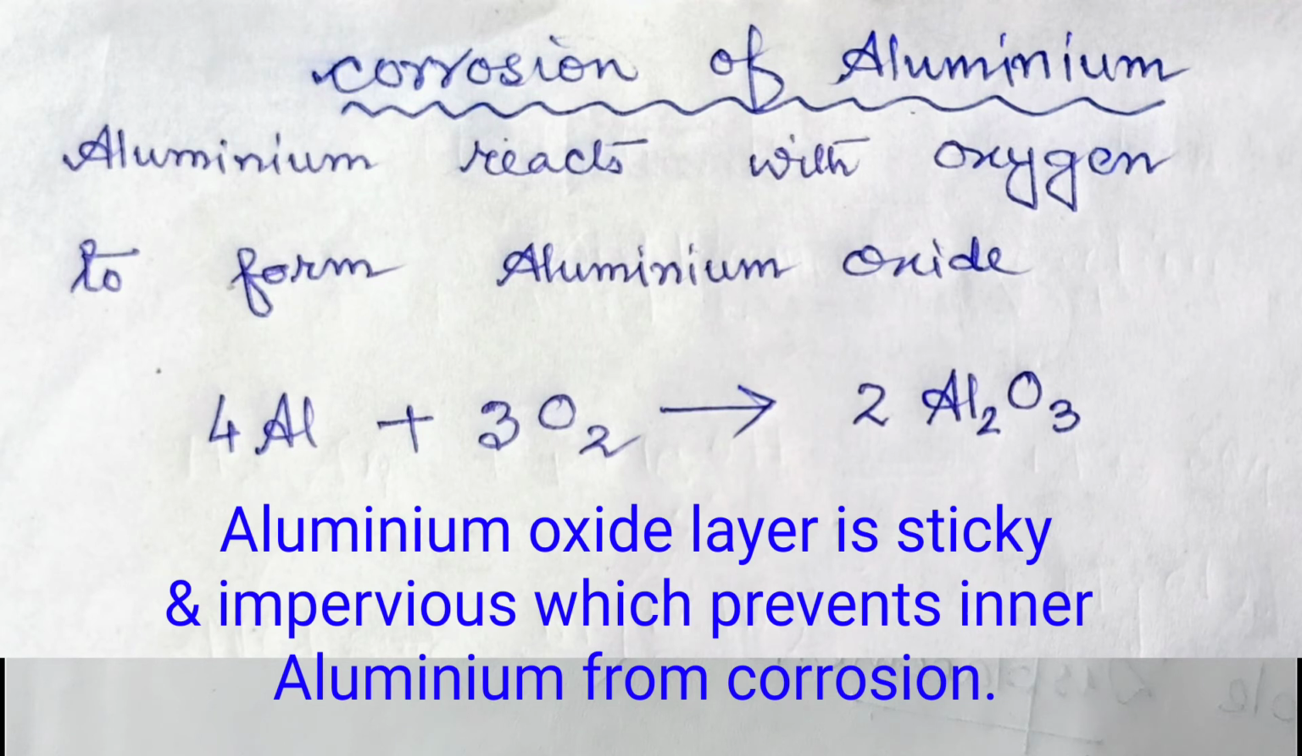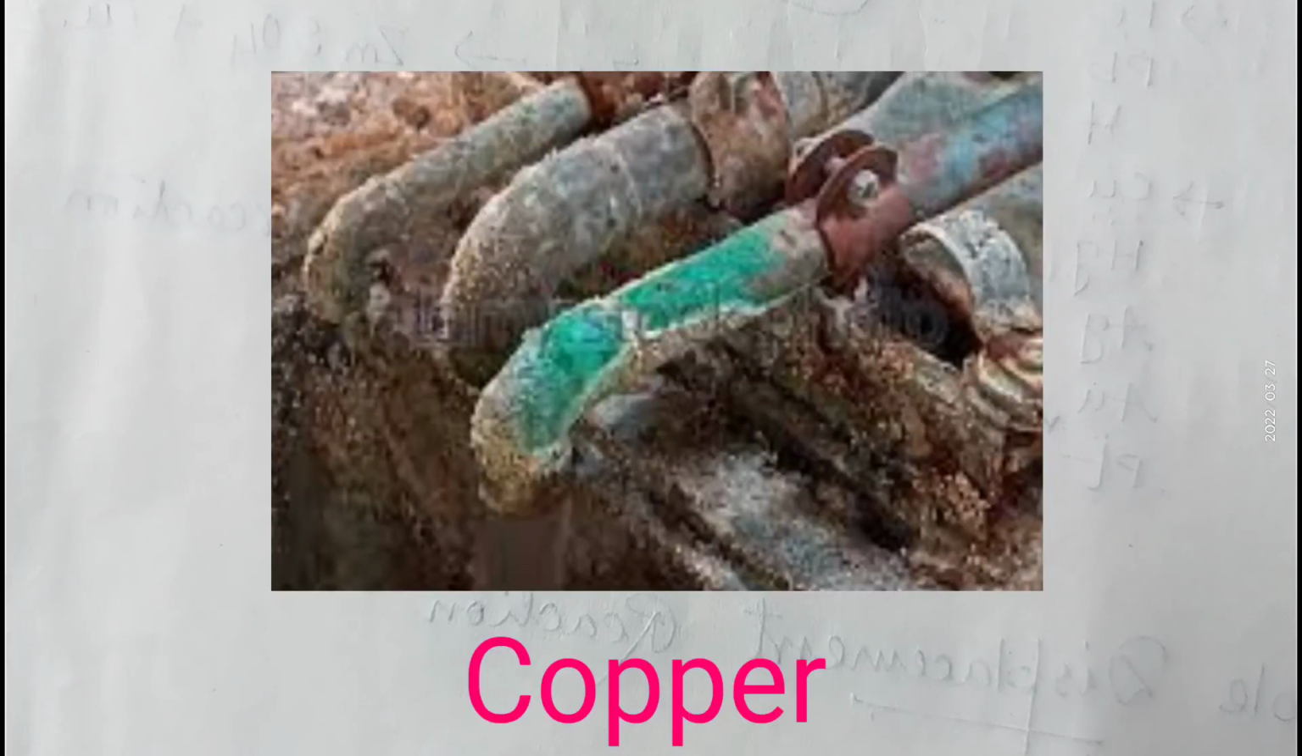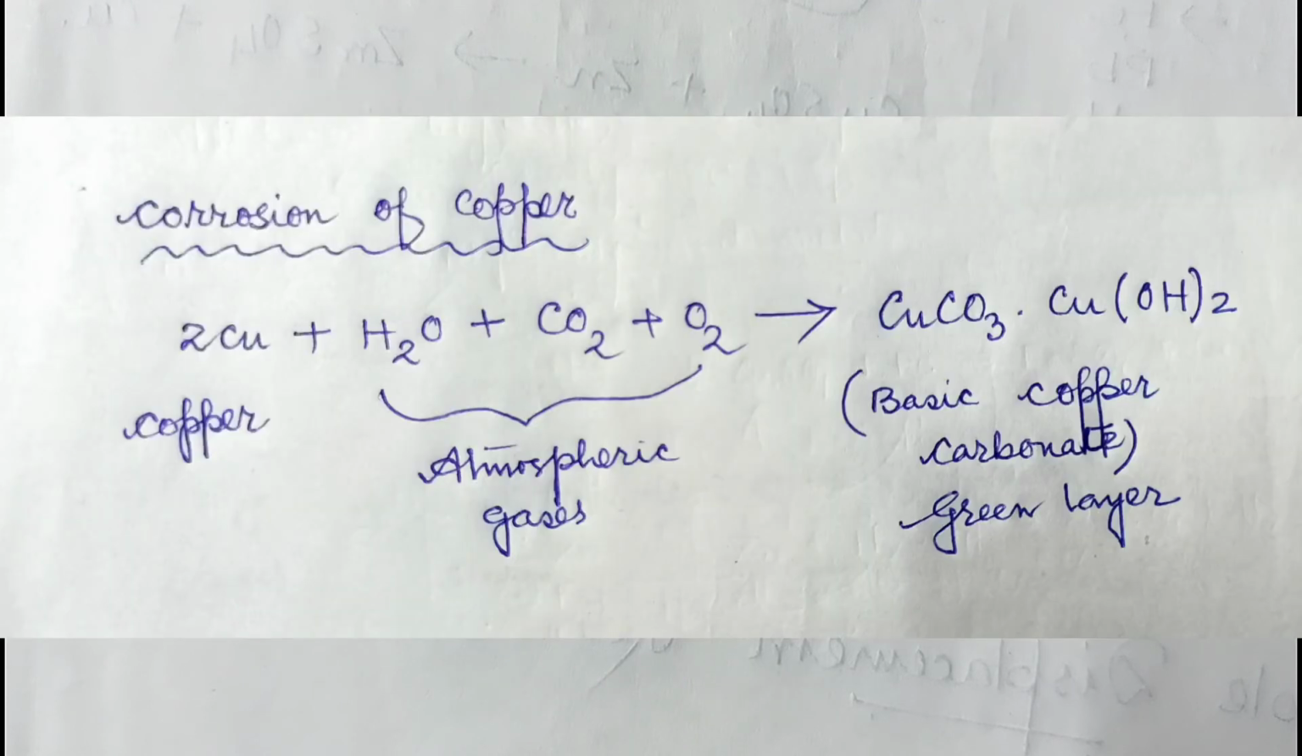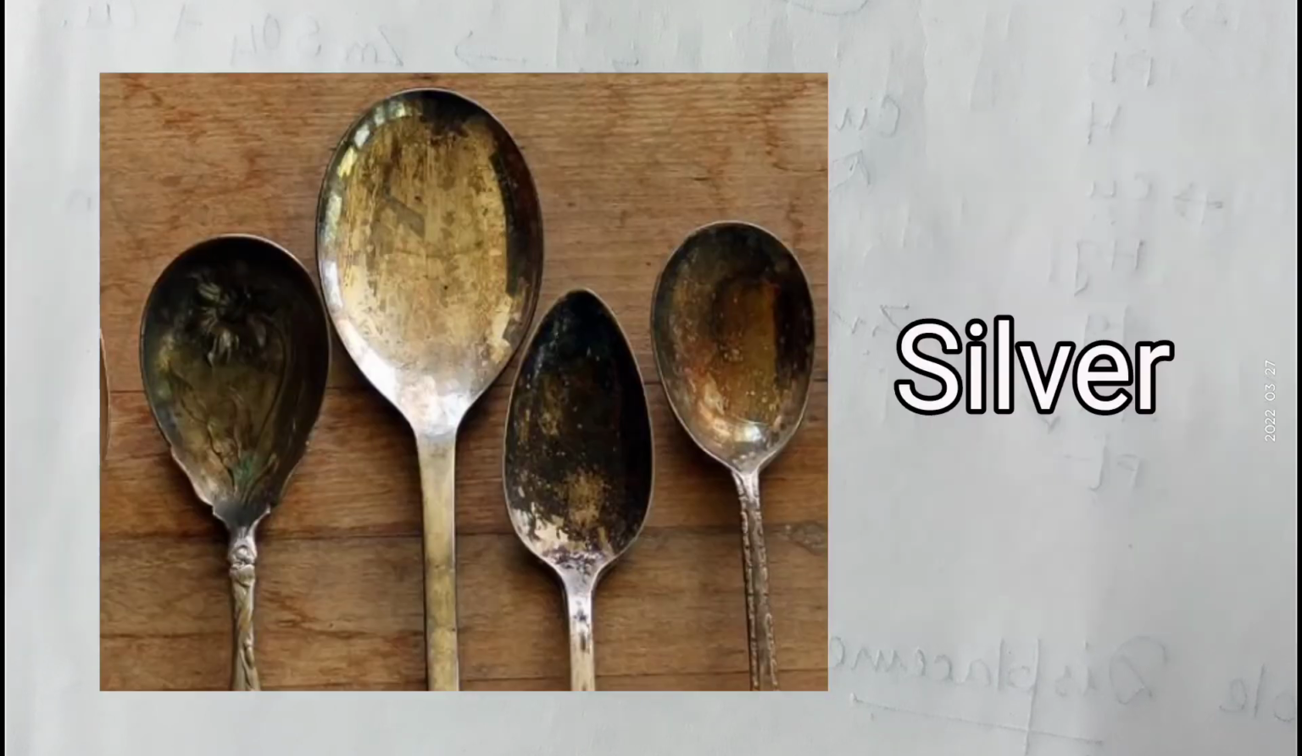And because of this layer, oxygen cannot mix with the metal anymore and corrosion comes to an end. In case of copper, it is found that when they are kept in moisture containing carbon dioxide for a long period of time, then a greenish coating is formed on their surfaces. It is because carbon dioxide gas in the presence of moisture and oxygen react with copper to form basic copper carbonate.